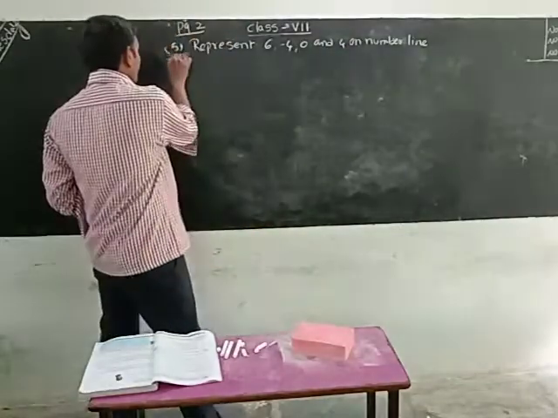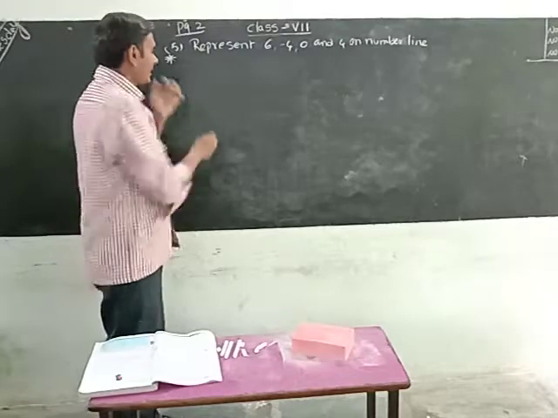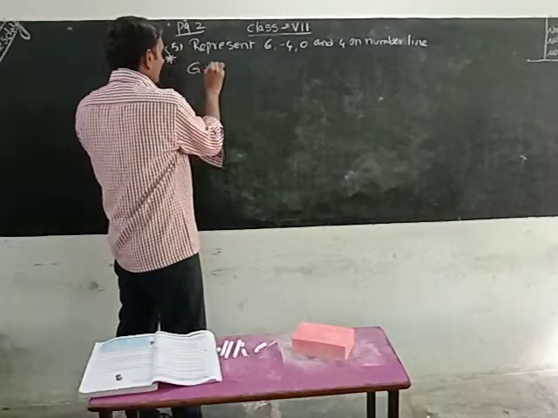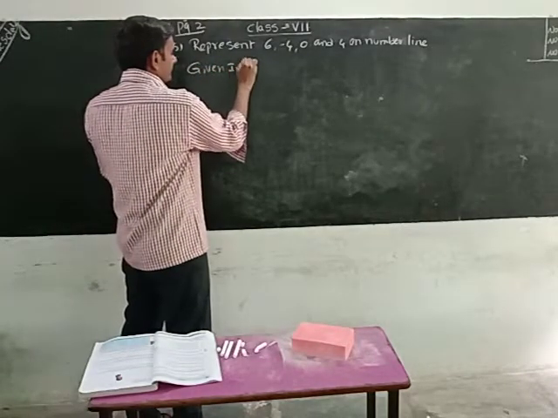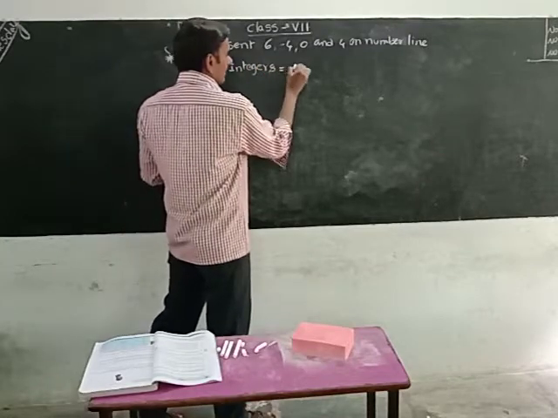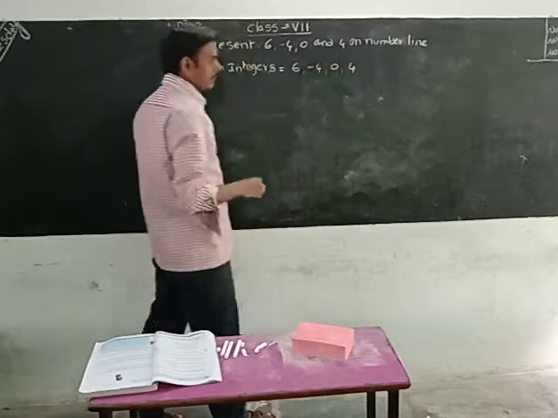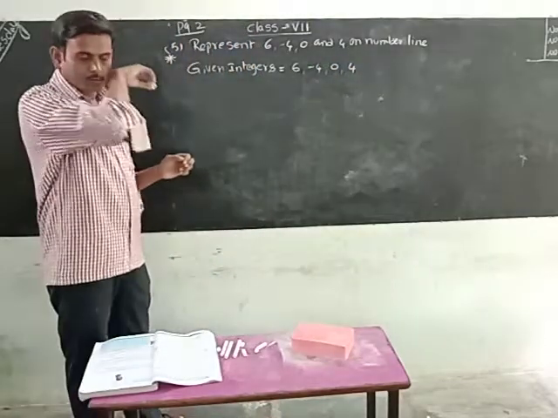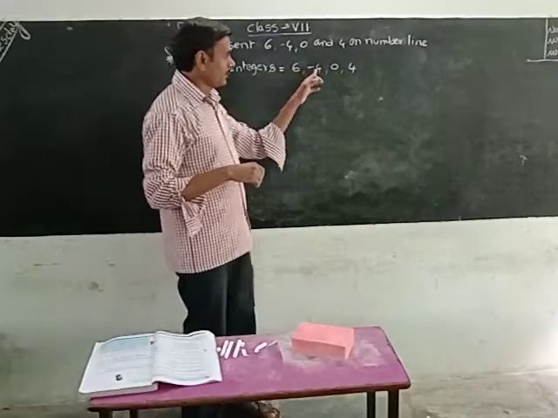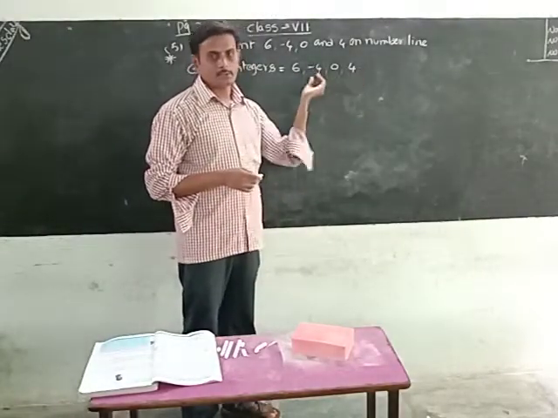Very important, this is repeated many times in examination. What are the given integers? 6, minus 4, 0, 4. If you observe here, minus 4 and 4, are both the same? No. This is the positive number, this is the negative number.